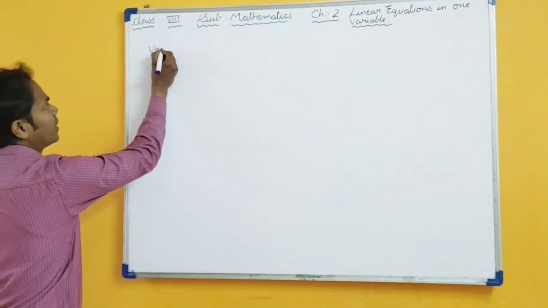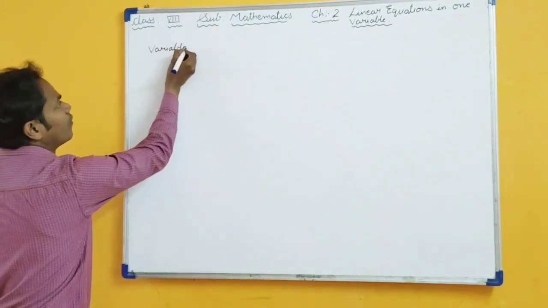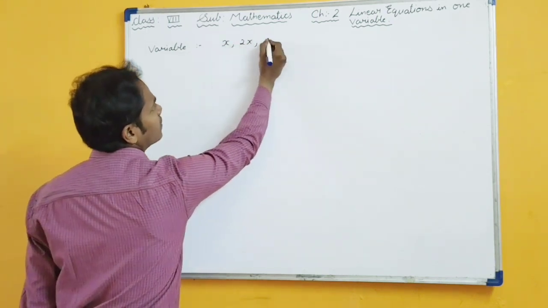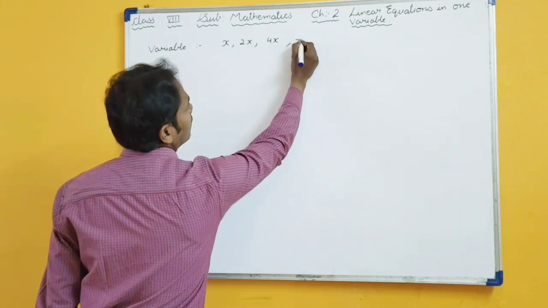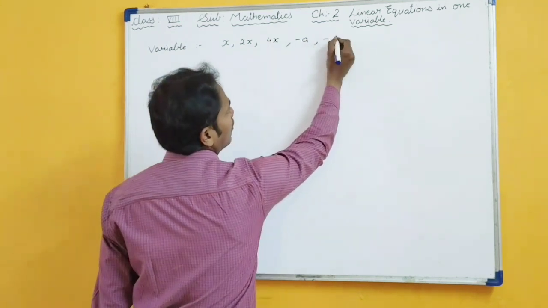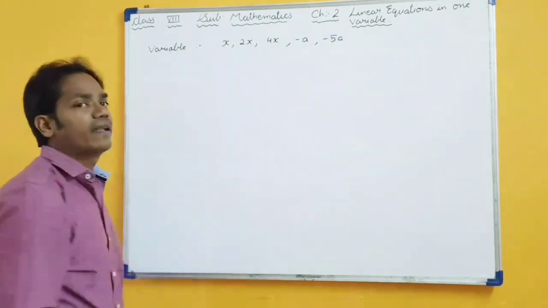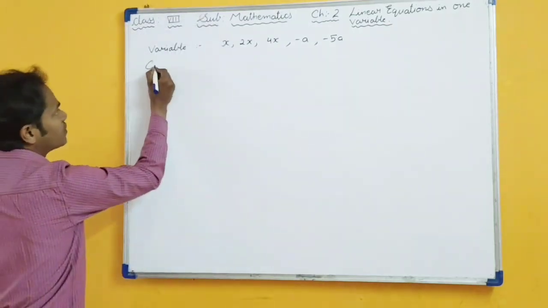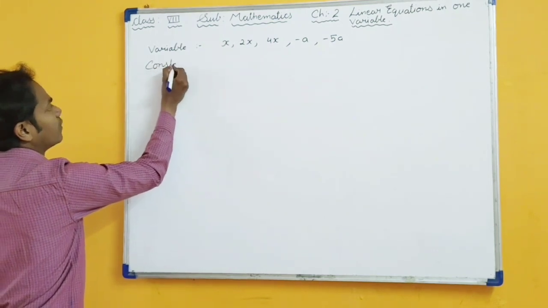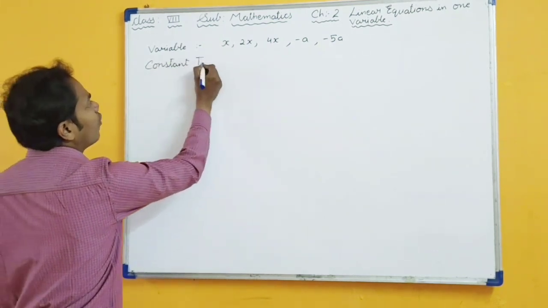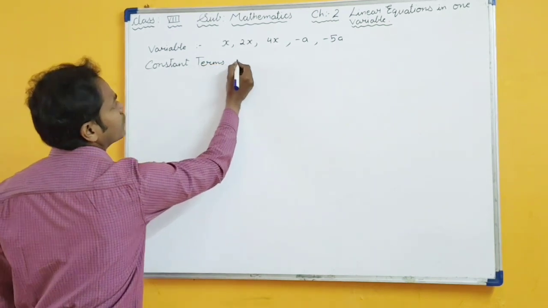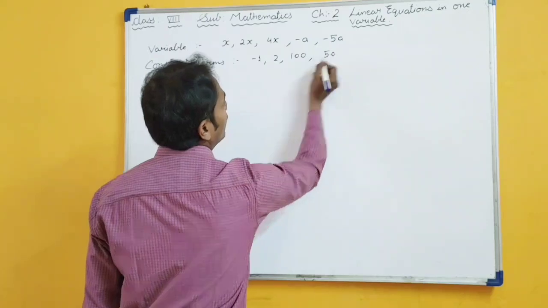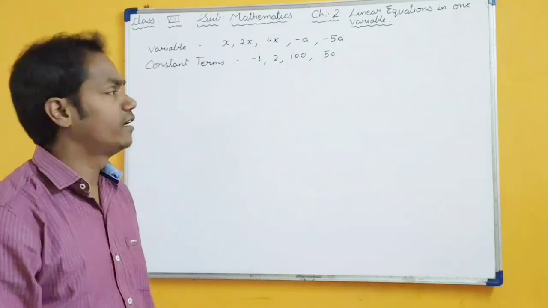First, what is variable? Whenever you write x, 2x, 4x, minus a, minus 5a, wherever you get alphabets, these are called variables. And whenever you use numbers, these are called constant terms. Minus 1, 2, 100, 50, these are called constant terms.